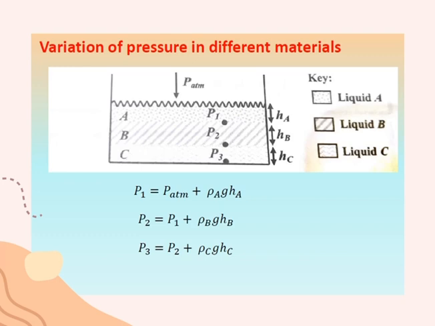Moving deeper into the container, the pressure at point P2 within liquid B is calculated as P2 equal to P1 plus rho B g hB, where rho B and hB are the density and height of liquid B, respectively. Similarly, the pressure at point P3 within liquid C is given by P3 equal to P2 plus rho C g hC, where rho C and hC are the density and height of liquid C. This stepwise approach demonstrates how the pressure increases with depth, accounting for the contributions of each liquid's density and height above the point of measurement.